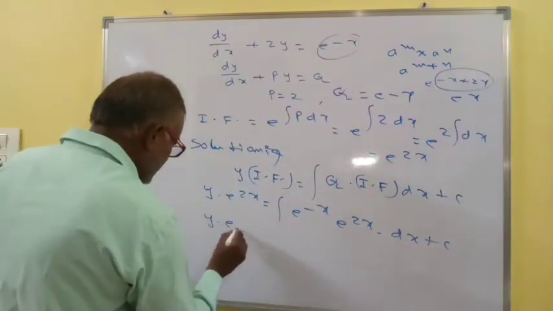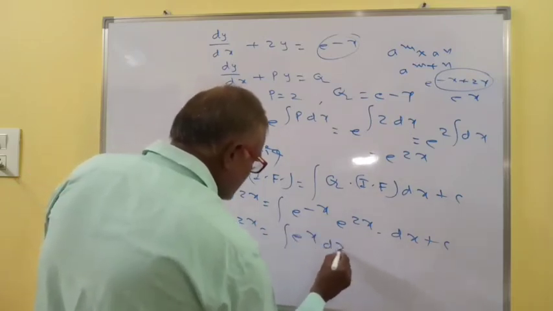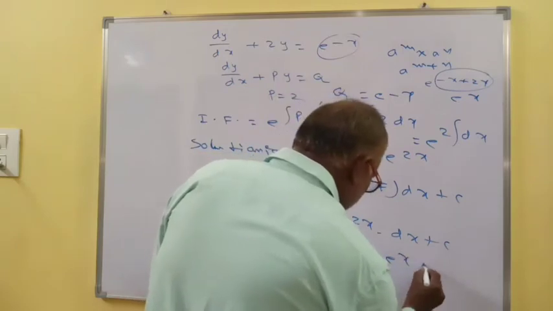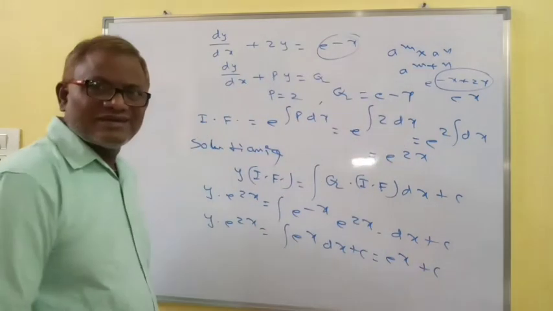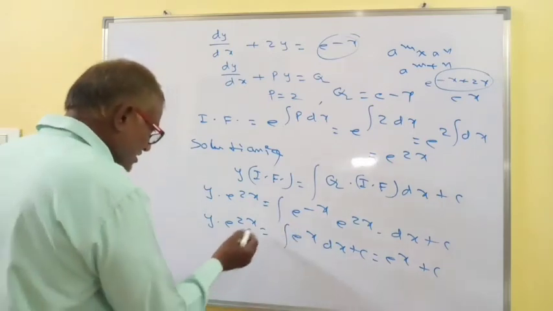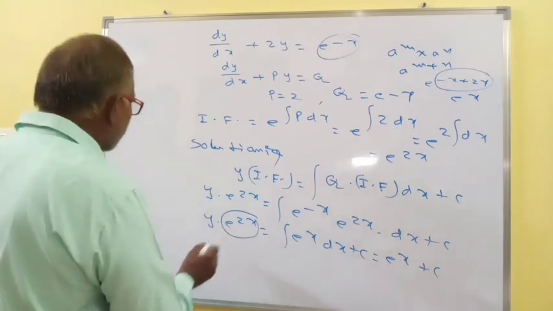So y into e power 2x is equal to integral e power x dx plus c. That means e power x integral e power x. Okay, so this is the solution. Or sometimes it may be given in the options, dividing throughout with e power 2x.